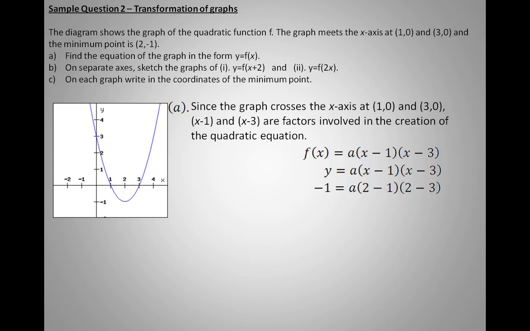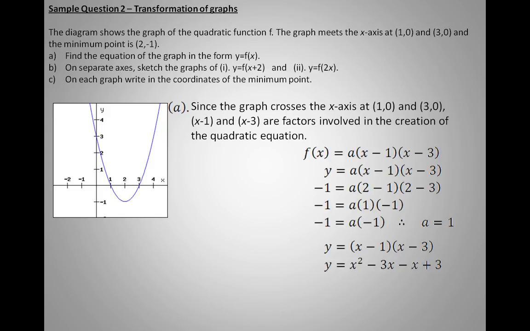Substituting the minimum point coordinates of 2 and -1 into the equation for x and y, we end up with a equals 1. So our factorized equation is y equals (x minus 1)(x minus 3). Multiplying out the brackets, we end up with our quadratic y equals x squared minus 4x plus 3.